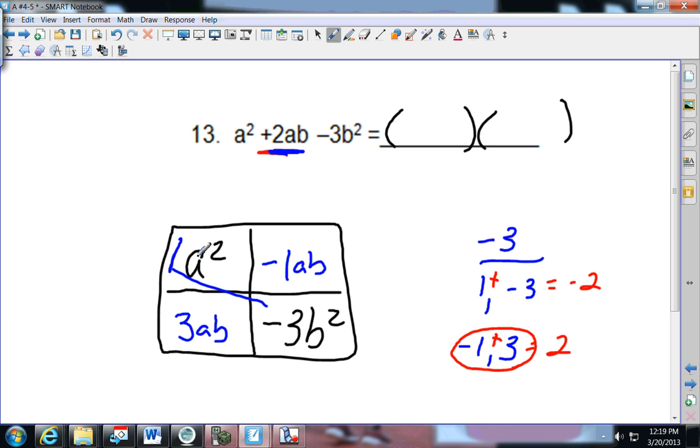So now when I go to look, I know a squared is going to split up a and a. A times what gives you negative 1ab? It's got to be a negative 1b. A times what gives me 3ab? I already have the a. I just need the 3b. So now my factors are a plus 3b and a minus b. You could write minus b or minus 1b.